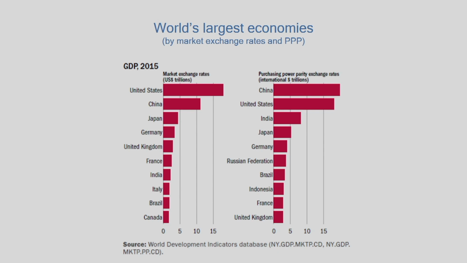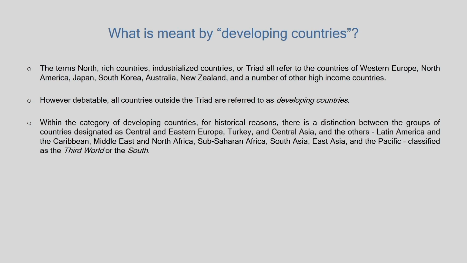However, going by the purchasing power parity exchange rates, China surpasses all other countries, followed by United States and India. Now this is the importance of looking at GDP at market prices versus GDP by purchasing power parity exchange rates. Now let us come to the vocabulary.